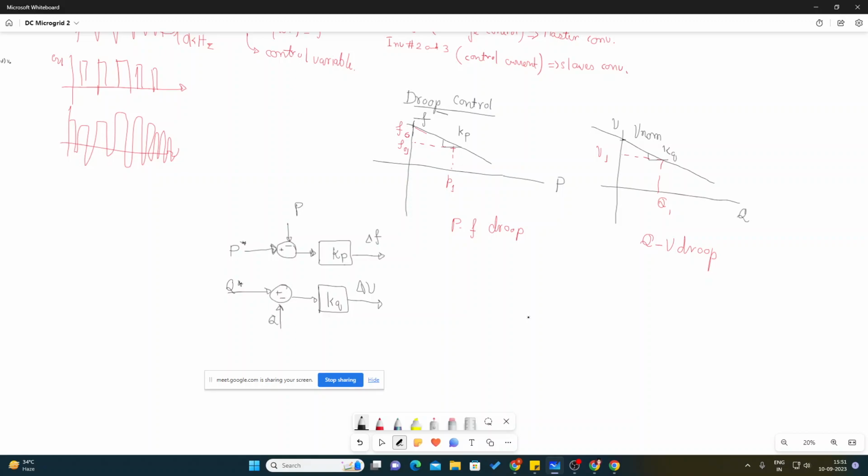That is also within the limits, sir. Yeah, it should be frequency within the limits. So that is determined with the consideration of Kp and Kq, that limit condition.